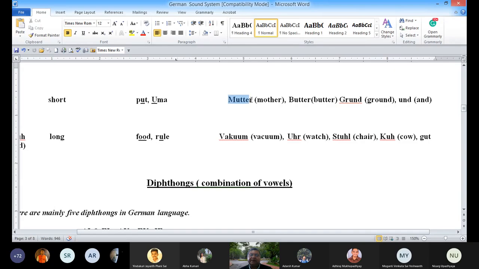One condition when vowels are short: a vowel is short followed by two consonants. So these are the examples of vowels followed by two consonants. And here these are the examples where vowels are doubled, like W, vowels are followed by H, as the case is there. H is silent here, or vowel is followed by single consonant. So if vowel is followed by single consonant, then it is goot, not gut, goot. So mutter, grunt, und, vacuum, Ur, stool, U, and goot.